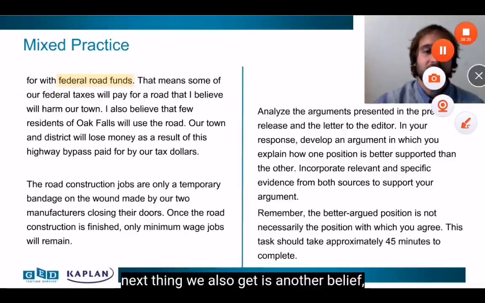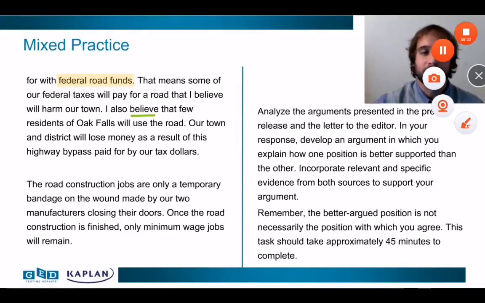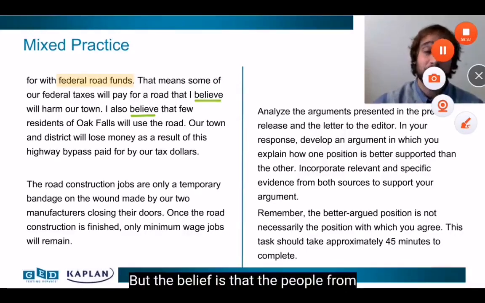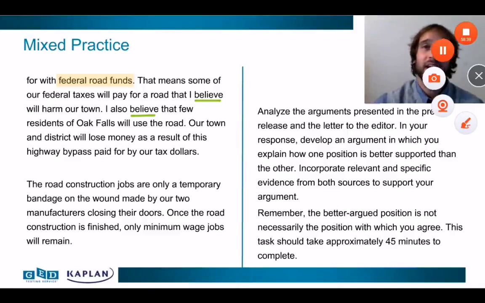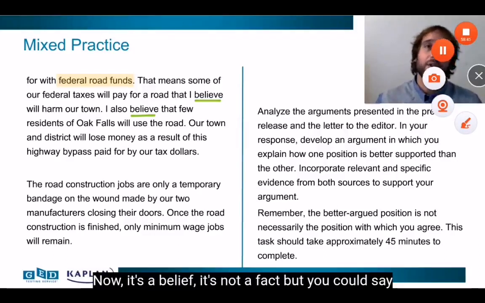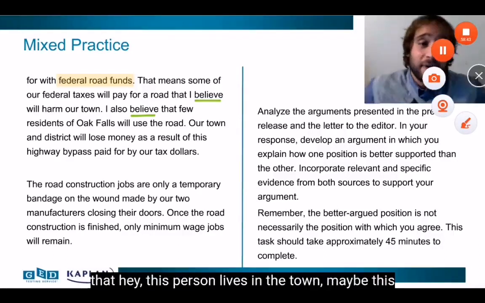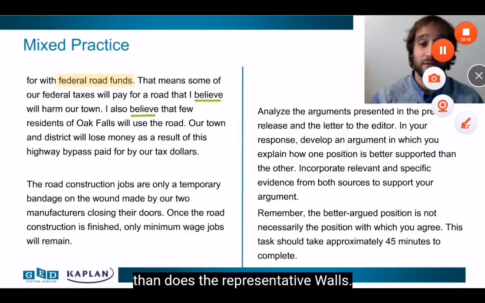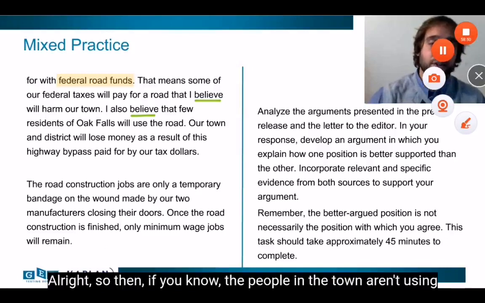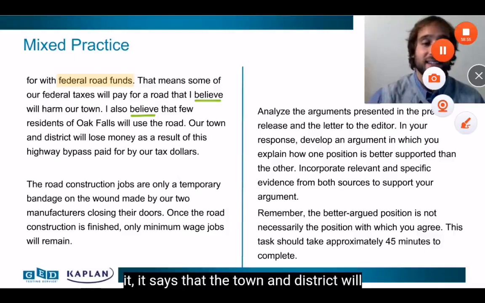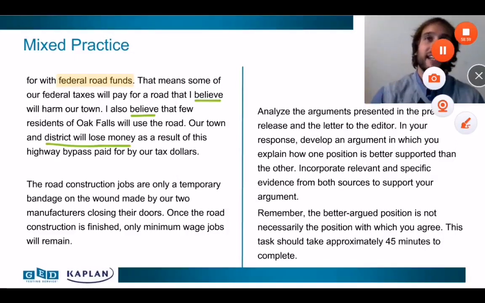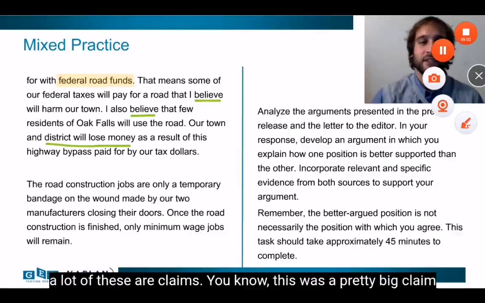Okay. Next thing we also get is another belief, right? We get a couple beliefs here in a row. But the belief is that the people from Oak Falls won't use the road. Now, it's a belief, it's not a fact. But you could say that, hey, this person lives in the town. Maybe this person knows a little bit more about these people than does Representative Walls. All right, so then if the people in the town aren't using it, it says that the town and district will lose money as a result of this change. Again, a lot of these are claims. This one's a pretty big claim here.